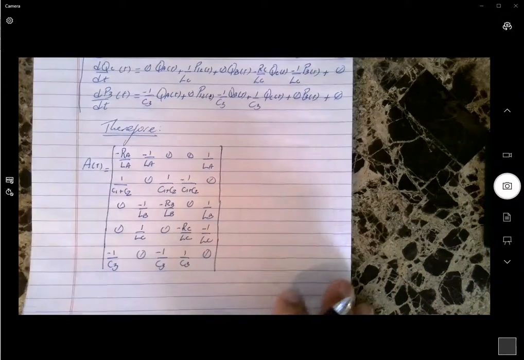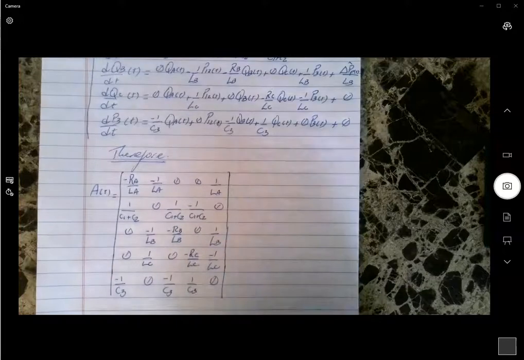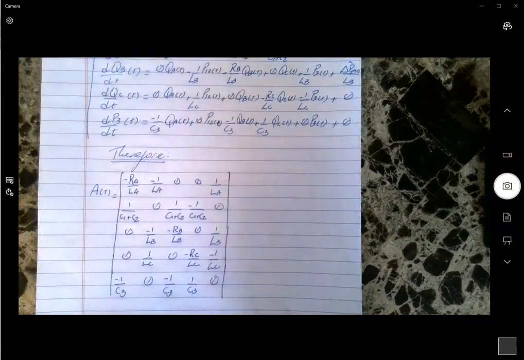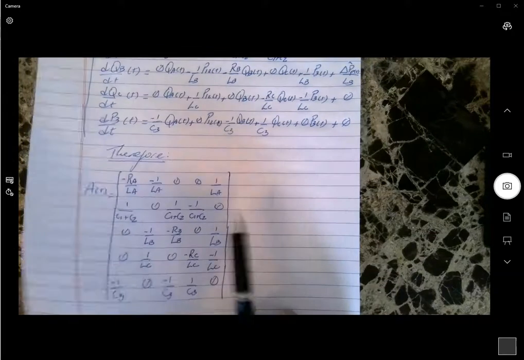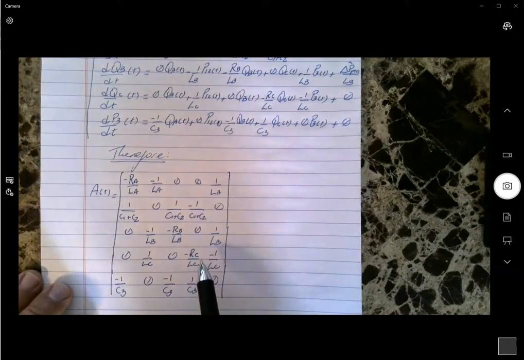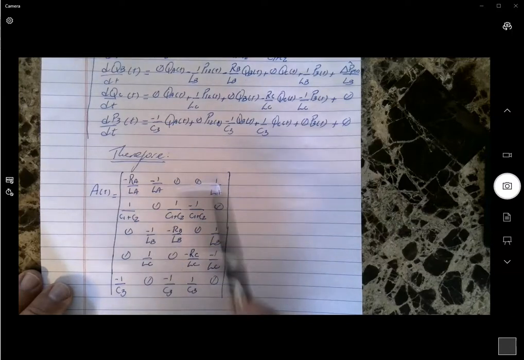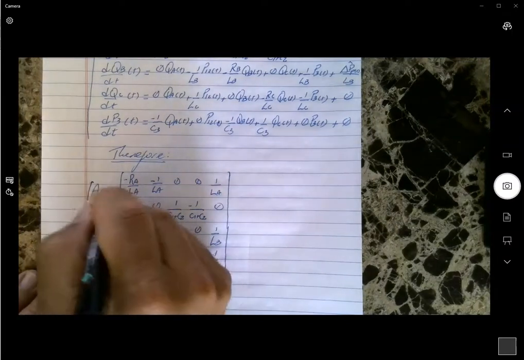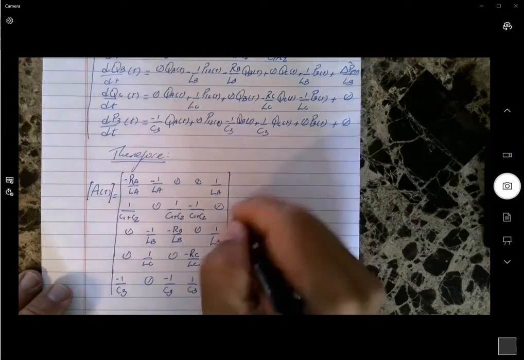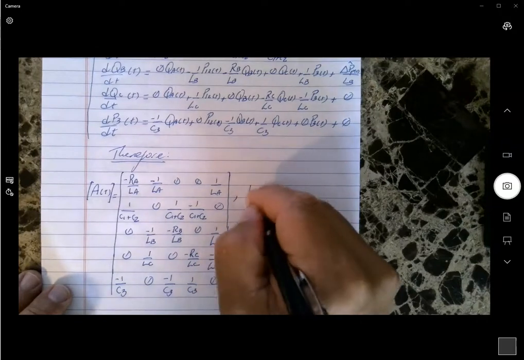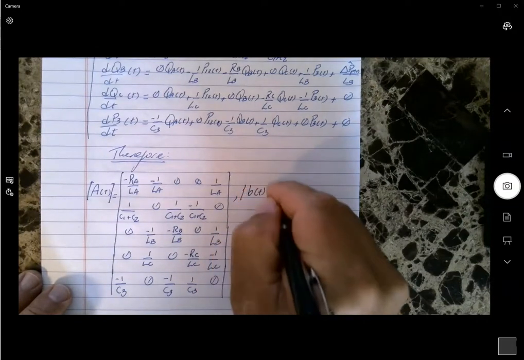It is very important that we don't miss any of the sequences and that we don't miss any of the signs. If we make a mistake in one of the signs or in the sequence in which we write these coefficients, not only might we not get the correct solution, but we might not get a solution at all because the whole system actually collapses and diverges.